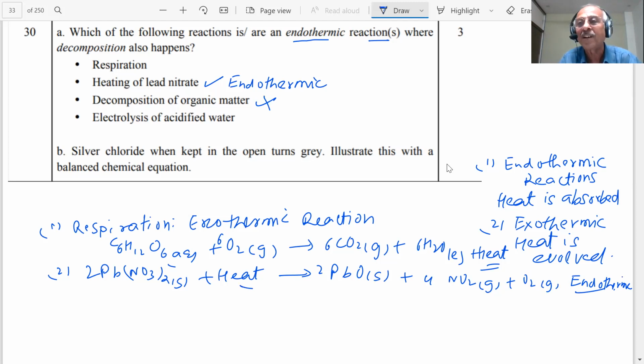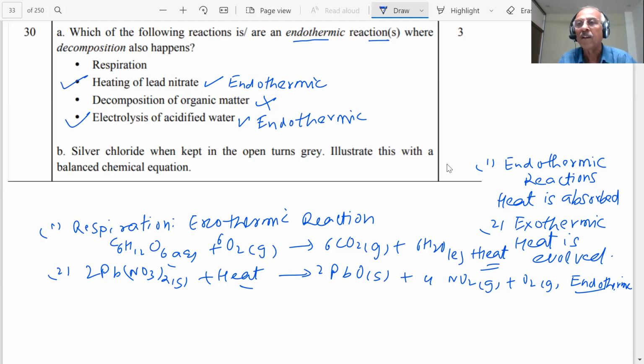Electrolysis of acidified water. You are aware, students, you have water electrolysis in the NCERT book. When you pass current by applying a battery, the electrolytic decomposition of water takes place, and you will see the liberation of gases at the electrodes. This is also an example of an endothermic reaction. So heating of lead nitrate and electrolysis of acidified water are examples of endothermic reactions.